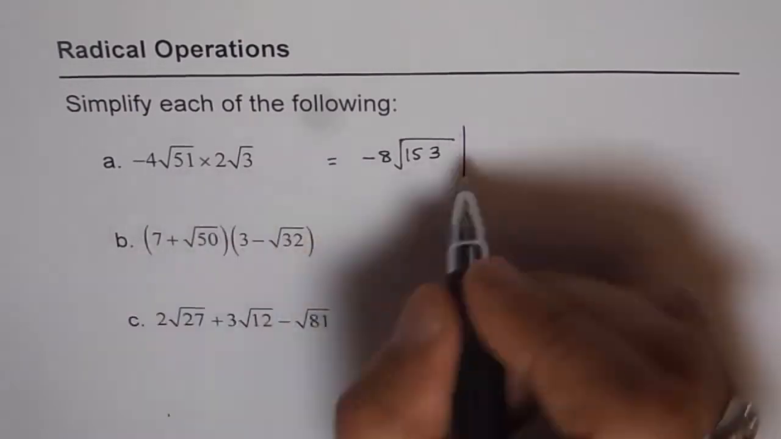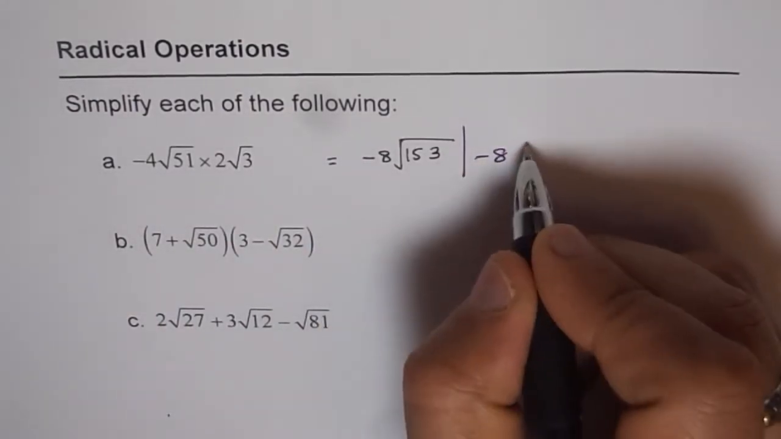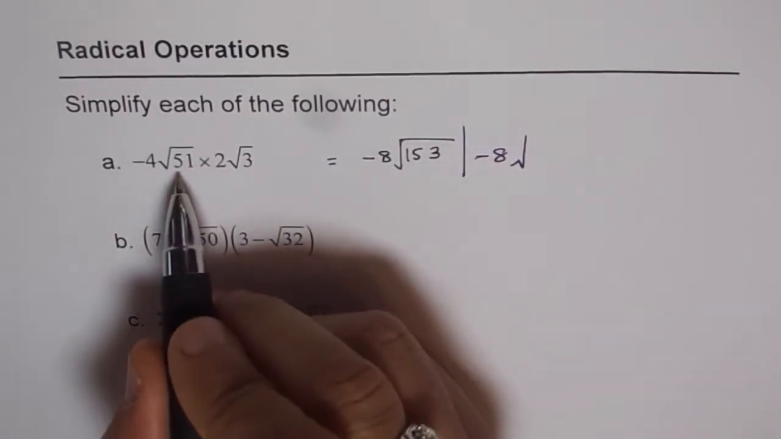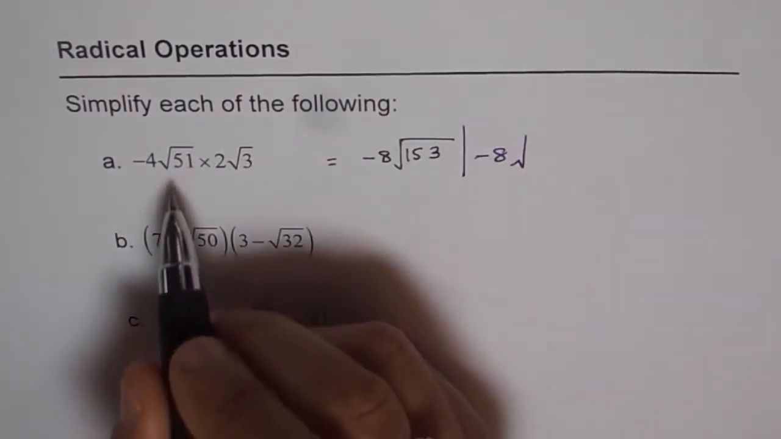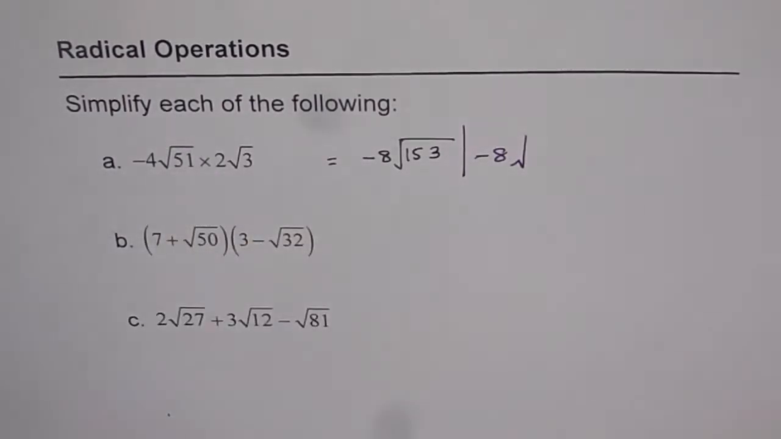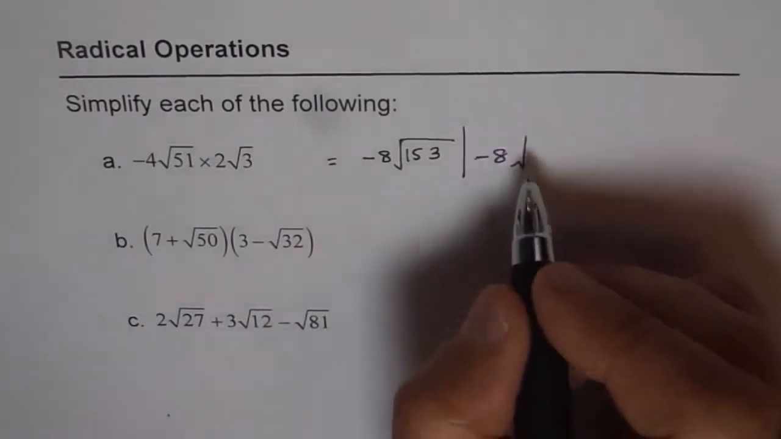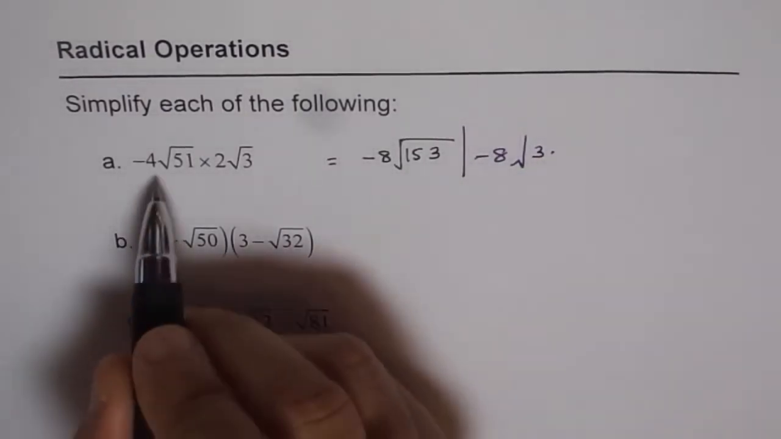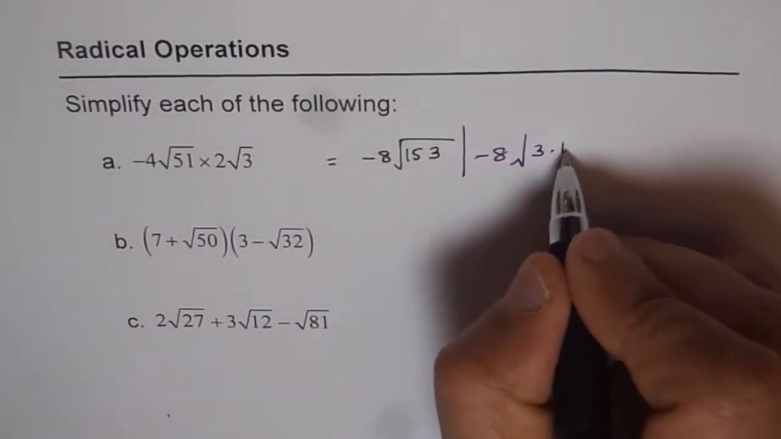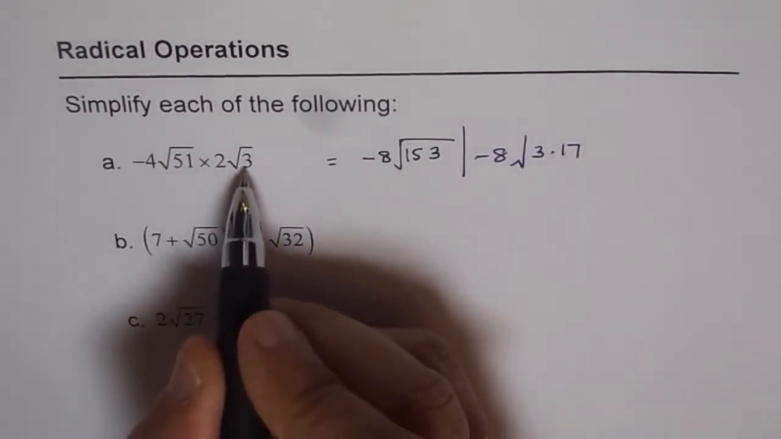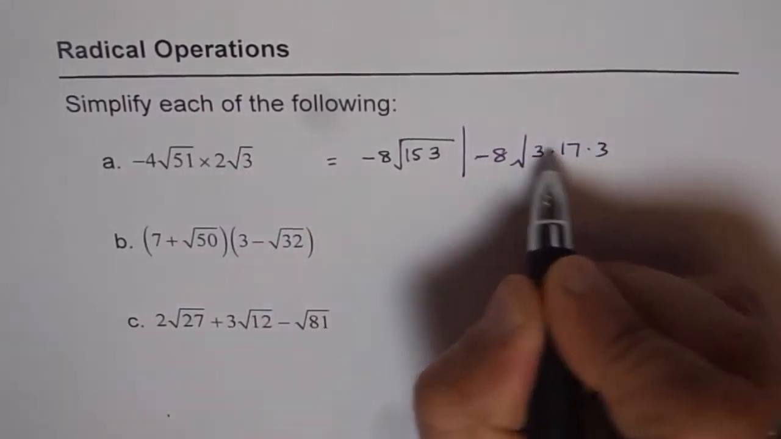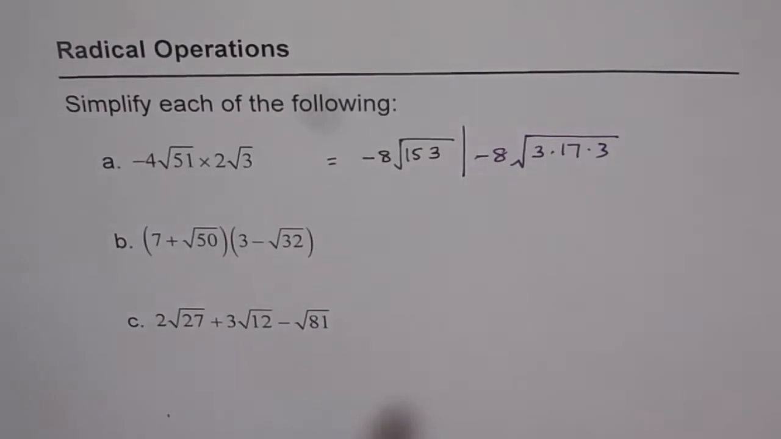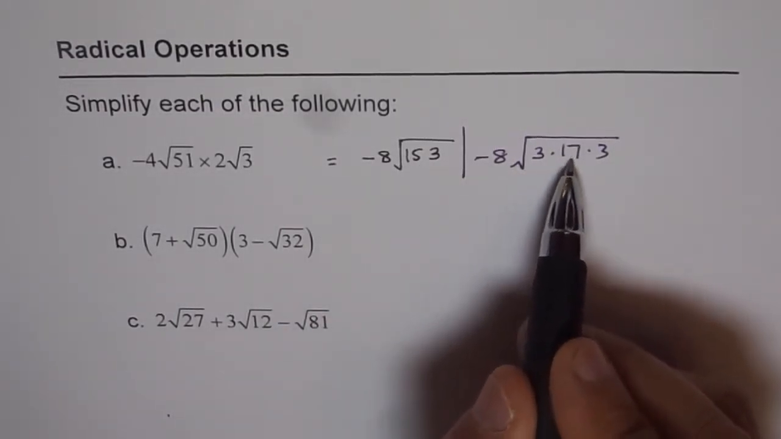I'll multiply minus 4 times 2, get minus 8. But within the square root, I'll rather factor 51. So 5 plus 1 is 6, so it can be divided by 3. So I'll write 51 as 3 times what? 3 times 17 is 51. You can divide on the side and get it. And when you multiply by 3, you get times 3 within the square root. So instead of writing 153, we are actually writing 3 times 17 times 3.